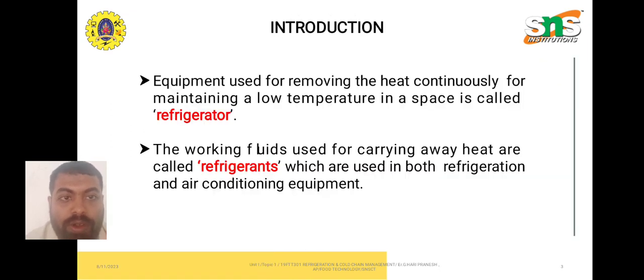Equipment. Now we are going to see what a refrigerant is. Equipment used for removing the heat continuously for maintaining a low temperature in a space is called a refrigerator. The working fluids used for carrying away heat are called refrigerants, which are used in both refrigeration and air conditioning equipment. In this, we have seen what a refrigerator is and what refrigerants are. Refrigerants, for example, are chlorofluorocarbon, neon, etc.